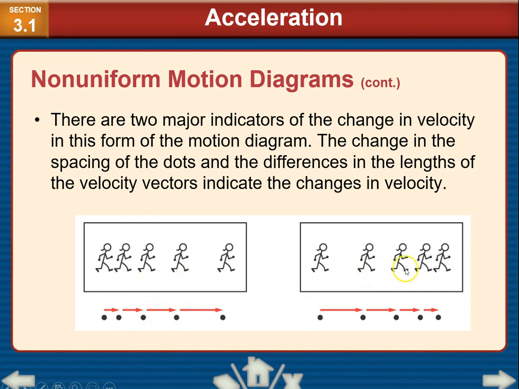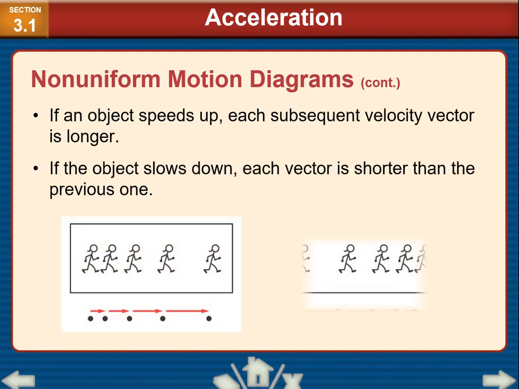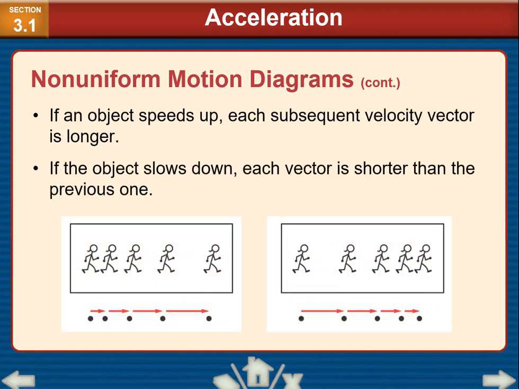This one, they're slowing down. The arrows are getting smaller, but they're going in that direction of motion. So again, if an object speeds up, the vectors get longer. If they slow down, the vectors get shorter. Okay, so we have a rate of change of speed here. We could see here that we have a positive change in velocity. Here we have a negative change in velocity.